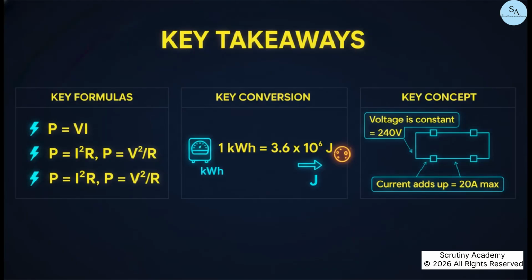So let's wrap this all up with the ultimate exam cheat sheet. Number 1, you need to know your 3 power formulas and when to use them. P equals VI, P equals I squared R, and P equals V squared over R. They're your best friends. Number 2, remember that conversion. 1 kilowatt hour from your bill is a massive 3.6 million joules. And number 3, the big safety concept. In a parallel circuit like your house, the voltage is always the same, but the currents from each device add up. If you can master these key points, you'll have a real solid understanding of the electrical world all around you.